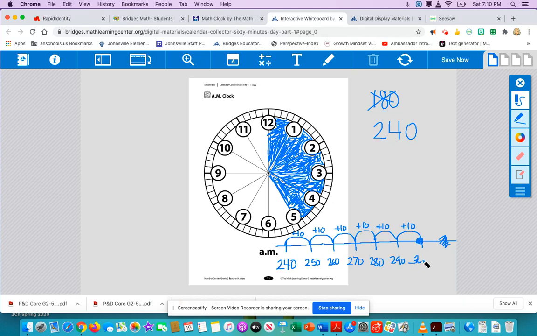300. All right, so we went up a total of 60 in jumps of ten. We counted by tens to get there, and we landed at 300. So 240 plus 60 more is 300.